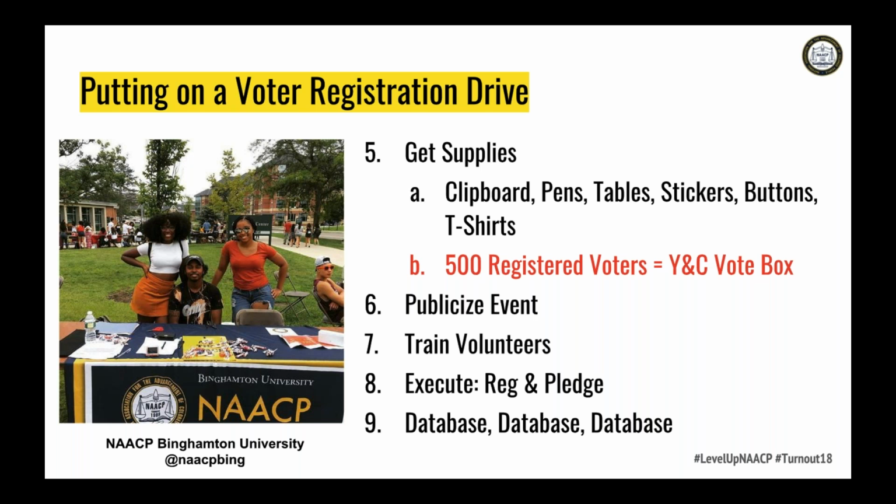Again, like I said earlier, if you get 500 newly registered voters, we will send you a youth and college vote box, right? So that's going to include these clipboards, these stickers, these official NAACP t-shirts at no cost to you. So make sure that you are on that. And as soon as you get 500, come contact us, talk to us. You can email us at youthandcollege@naacpnet.org, and we will send you an agreement and we will send you that vote box.